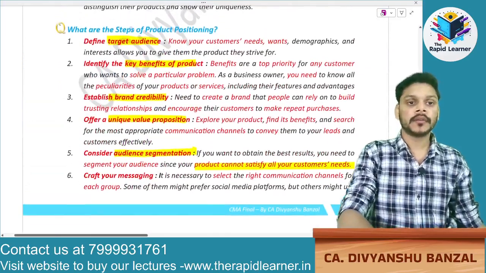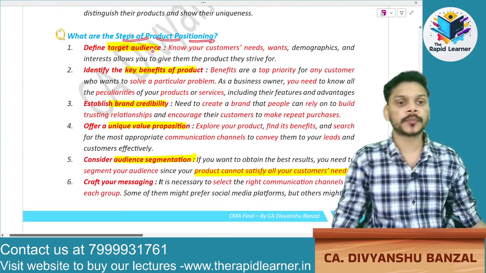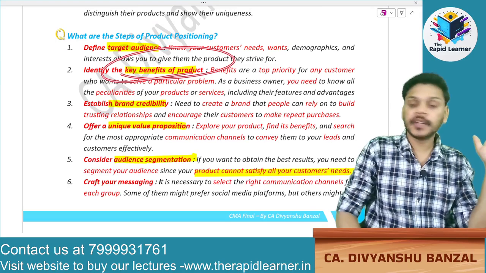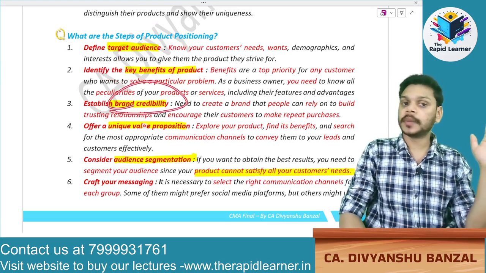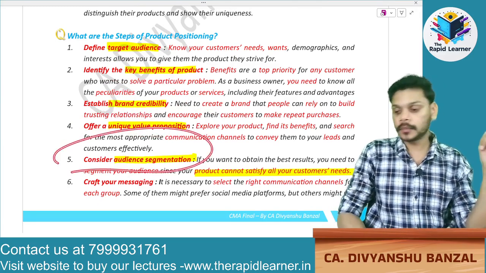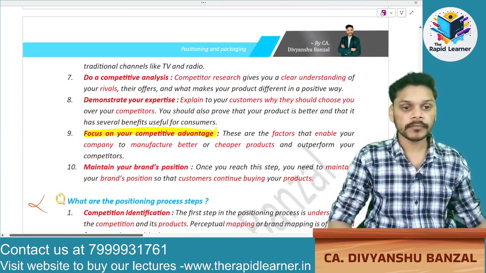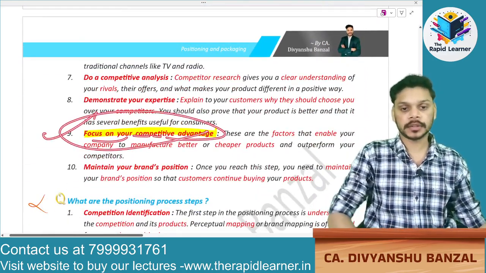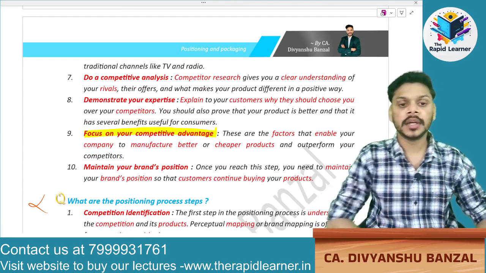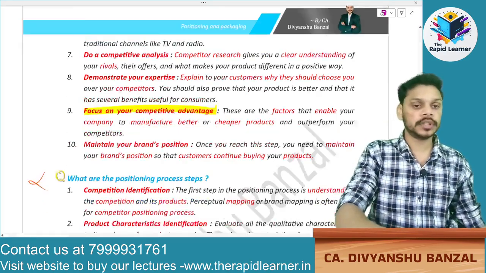So first one, the steps of product positioning. What are the steps of product positioning? First one is targeted audience. You have to define your targeted audience. Second one, key benefits of a product. Third one is you have to establish the brand. Fourth one is you have to offer a value for the product. Fifth one is audience segment, means for whom you are targeting the audience. Okay, now seventh one, focus on your competitive advantages, means you have to provide goods which are superior than the competitors. Okay, or maintain your brand's position. You have to maintain your brand's position.